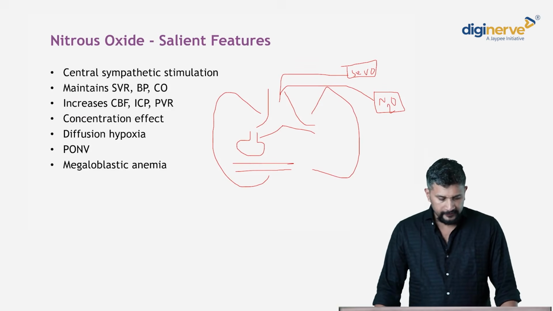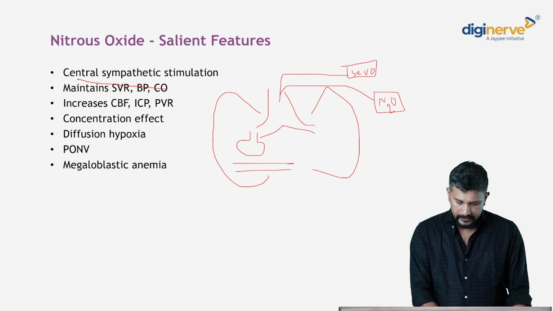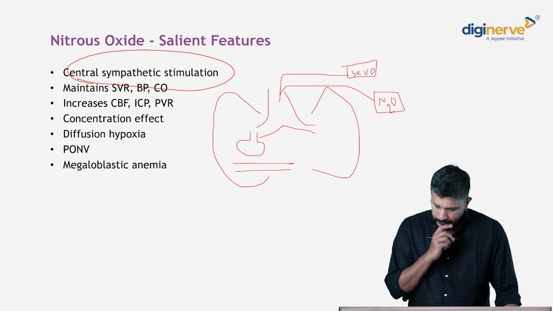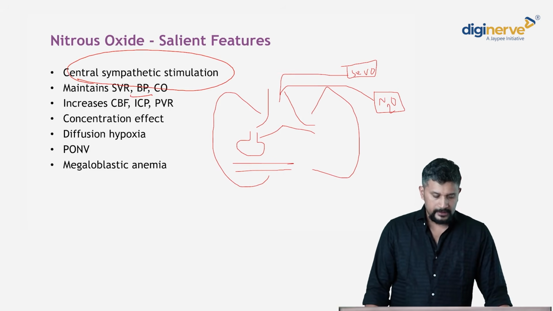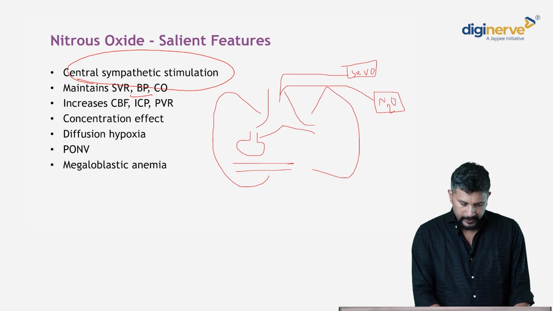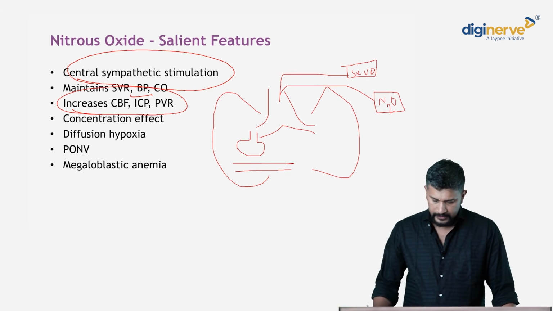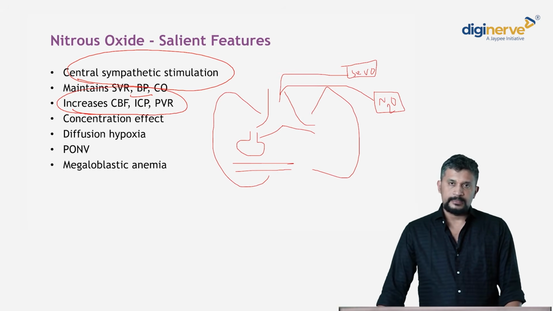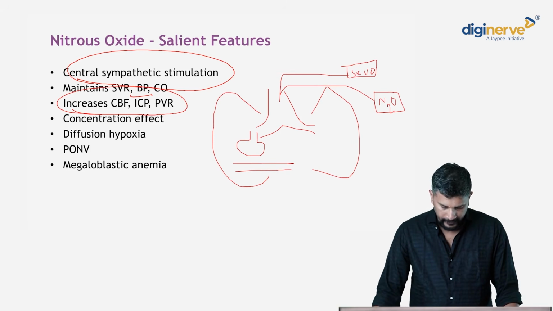The other salient features of nitrous oxide: it has a central sympathetic stimulating action, which helps in maintaining the SVR, the blood pressure and the cardiac output. It also tends to increase cerebral blood flow, intracranial pressure and pulmonary vascular resistance, and therefore nitrous oxide has fallen out of favor of late.